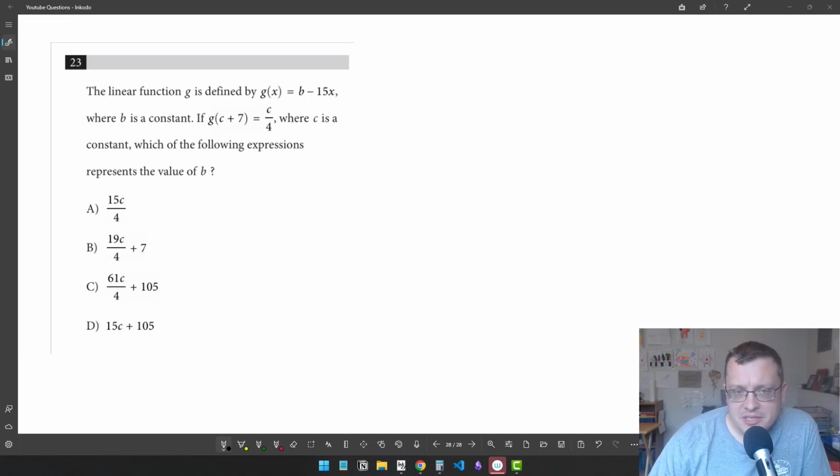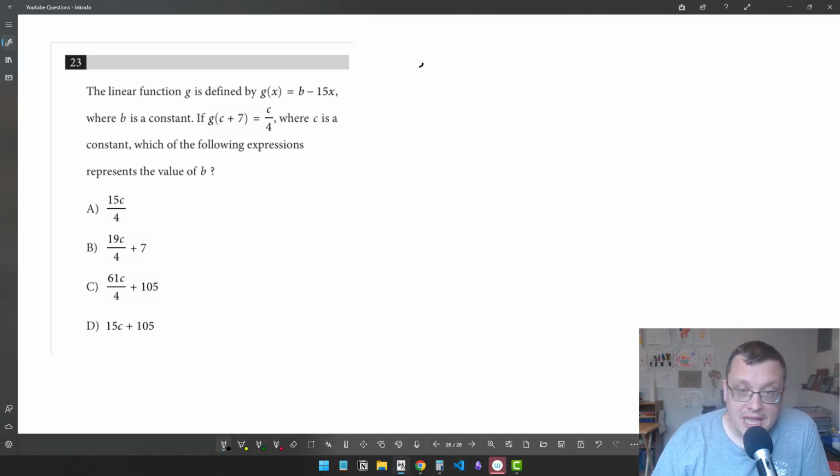Number 23, we're given this linear function. B is a constant. We're told that g of c plus 7 is c over 4. What represents the value of b? Lots of constants flying around here, b's and c's, and we've got our x as well, our unknown variable. So this is all about function notation and following the golden rule.